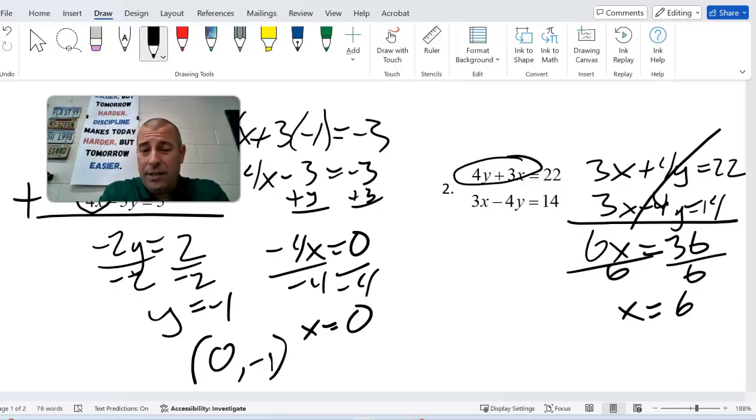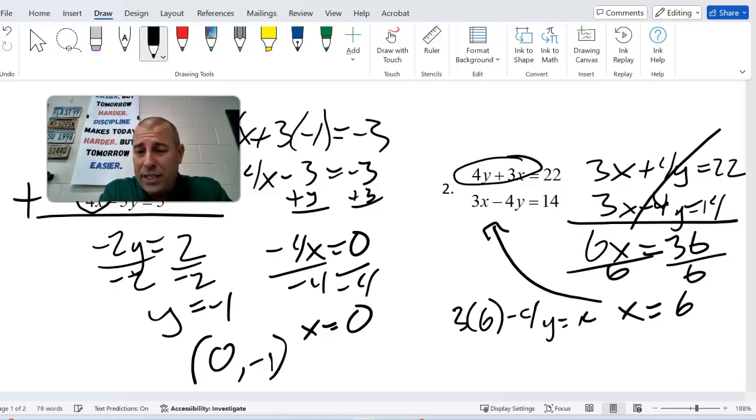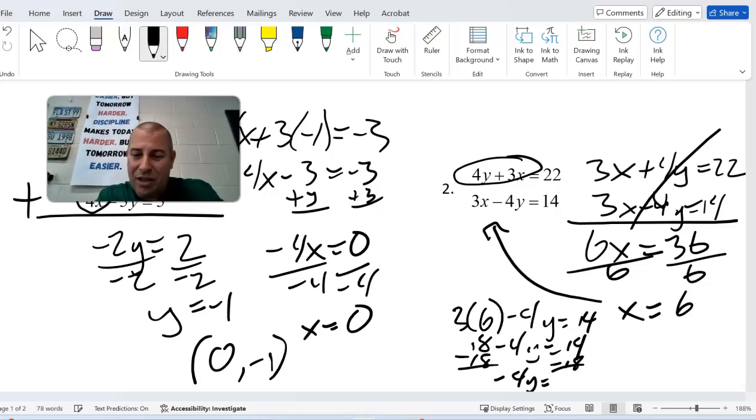Again, we just grab one of the original equations. I'll grab it because it's right here, and plug that in. So that's 3 times 6, and then minus 4y equals 14. Remember, when you substitute, it's just for the one piece, and everyone else just comes along for the ride. So 18 minus 4y equals 14. Let's subtract 18 from both sides. Good old-fashioned algebra of solving equations. Equals negative 4. Divide both sides by negative 4, and we get y equals 1.